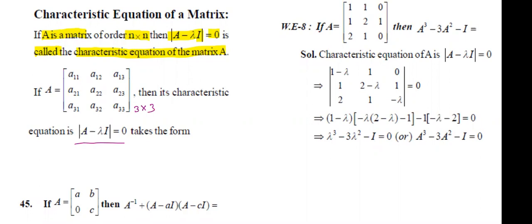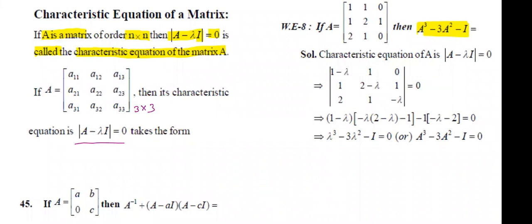Now here, see one example. If A is the matrix 1, 1, 0; 1, 2, 1; 2, 1, 0, then find A cube minus 3A square minus A. Generally, how to solve this problem? First find A square, next A cube, substitute here and the identity matrix also, add all these three, then you will get the answer. This is a lengthy method. The characteristic equation method is very easy.